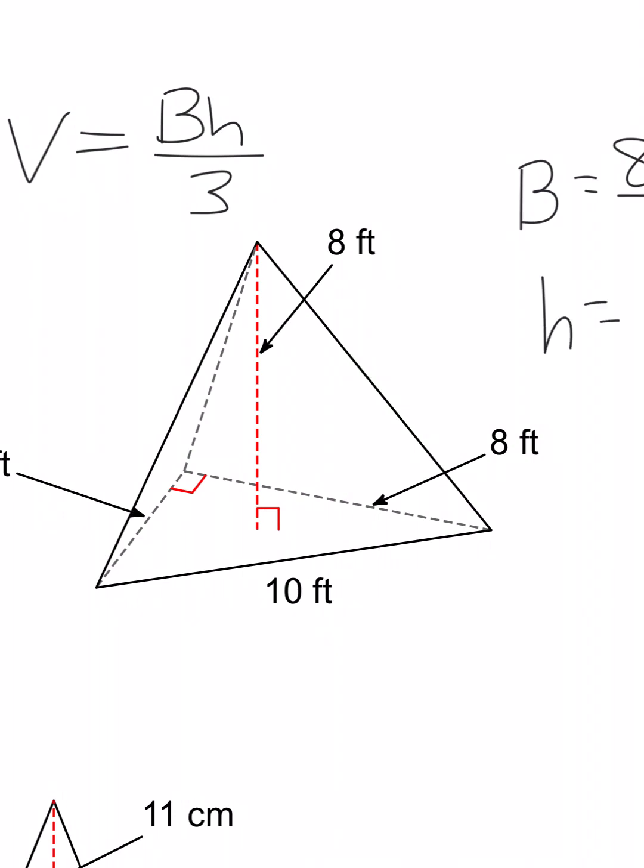And then lastly, what's H? 8. Remember, we want height of the whole thing. So that would be 8. And then you just plug it in. 24 times 8 divided by 3. What'd you guys get for your final answer? 64 feet cubed. Nice job.